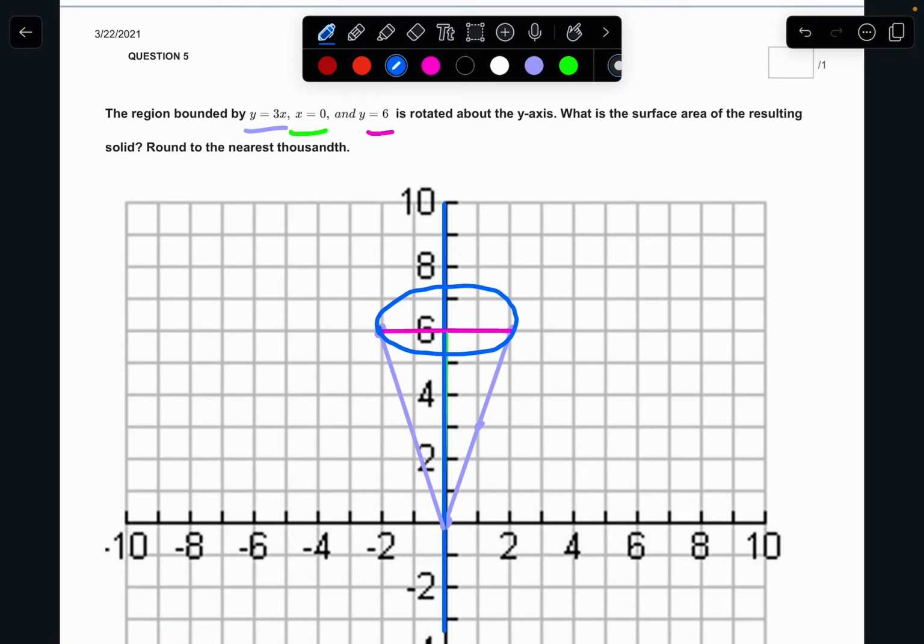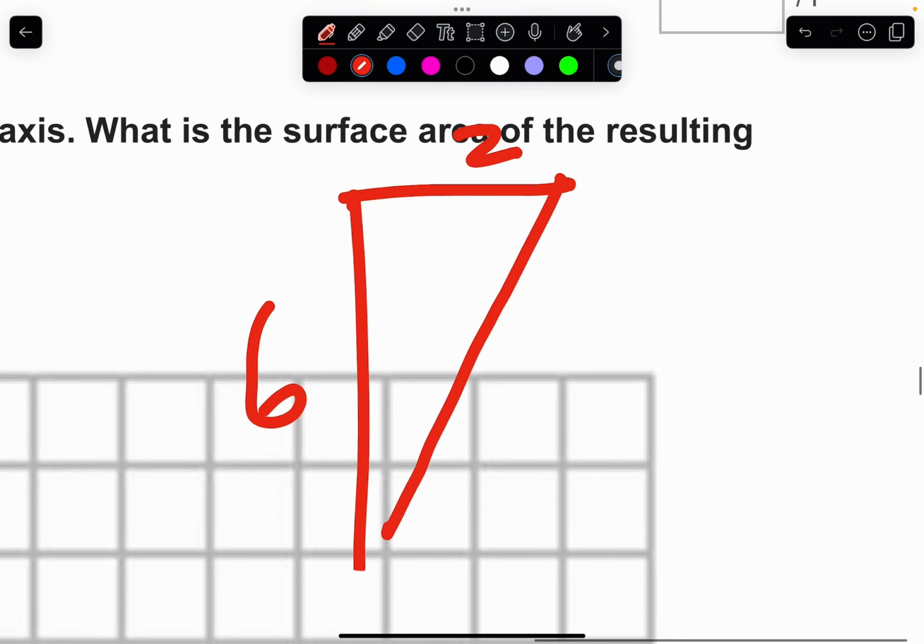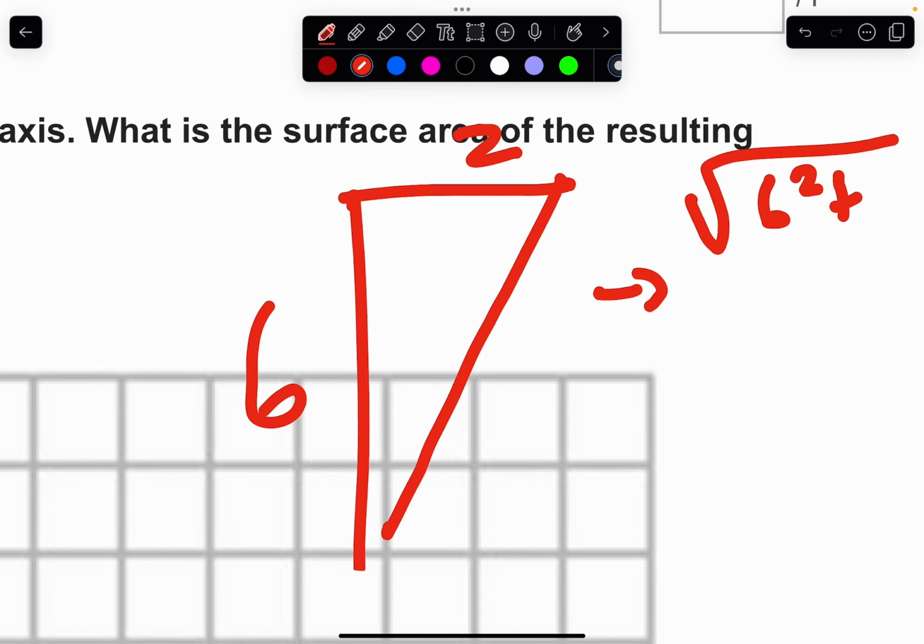And what we have here is a cone. The radius of the cone would be this small space here. That would be 2. The height of the cone would be from 0 to 6. So we have a right triangle we need to solve with a 2 and a 6. So let's do that. That'd be the square root of 6 squared plus 2 squared.